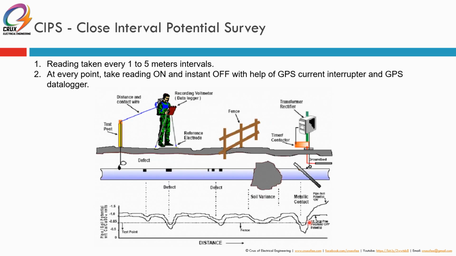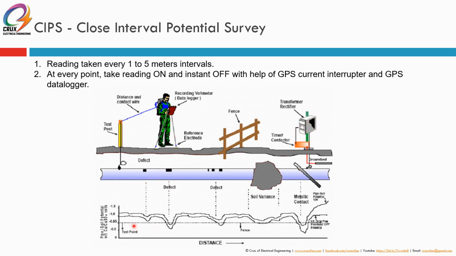Let's see. This is a closed interval potential survey. One side will be connected to the test post, which is the negative of the voltmeter. This voltmeter is already equipped with a data logger. If there is no data logger, then you have to manually record it. Then the positive of the voltmeter is connected to the reference electrode, normally copper sulfate. Okay, so you will record the on and the instant off with the help of GPS and a current interrupter. This current interrupter is normally installed near the transformer rectifier unit.